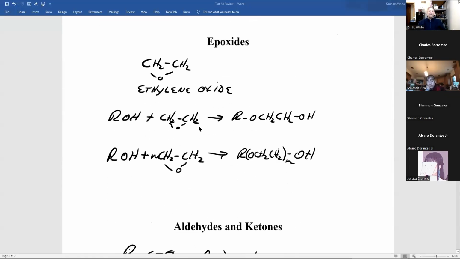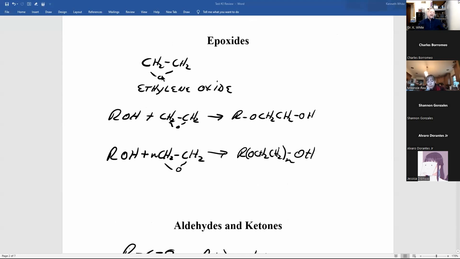Next, I talked about epoxides. And epoxides, I only talked about one. This is an area I worked heavily in the chemical industry, ethylene oxide. And two reactions that I taught in this class, there are a number of others I could have, but I didn't. If you take an alcohol and react it with 1 mole of ethylene oxide, you get this ether alcohol. Now, if you take an alcohol and react it with N moles of ethylene oxide, you get this polyether alcohol. And I've worked for companies that make both.